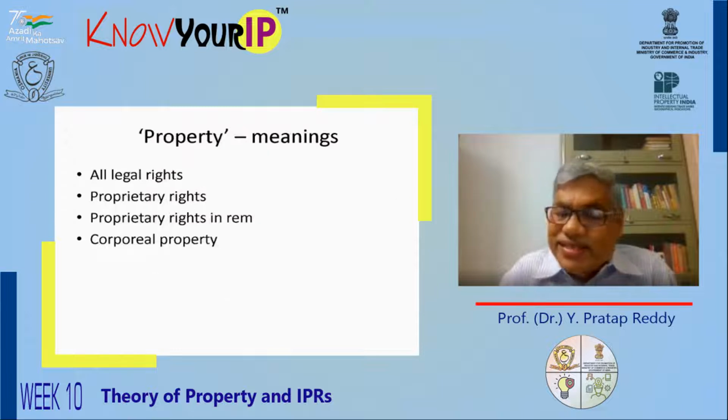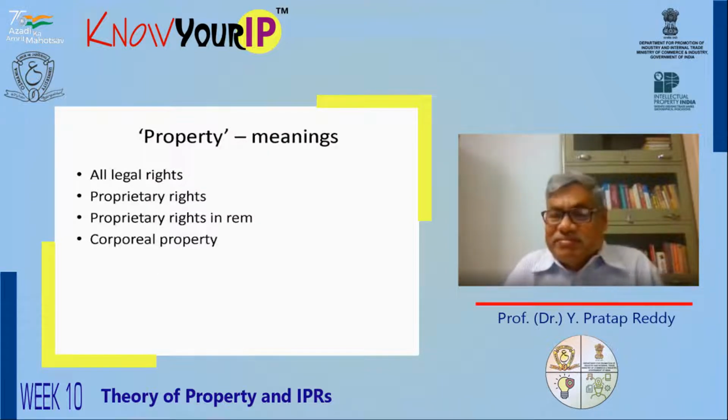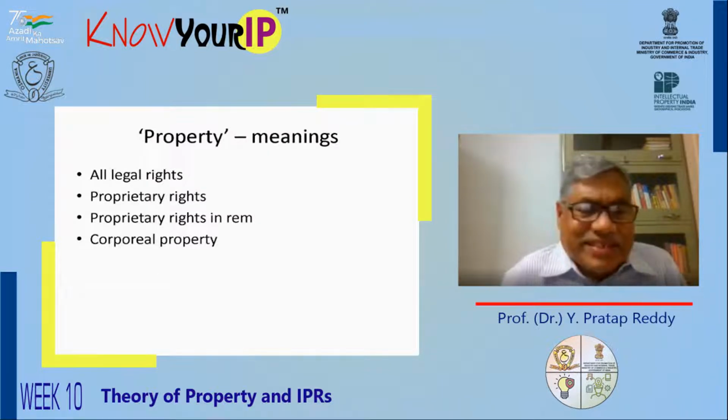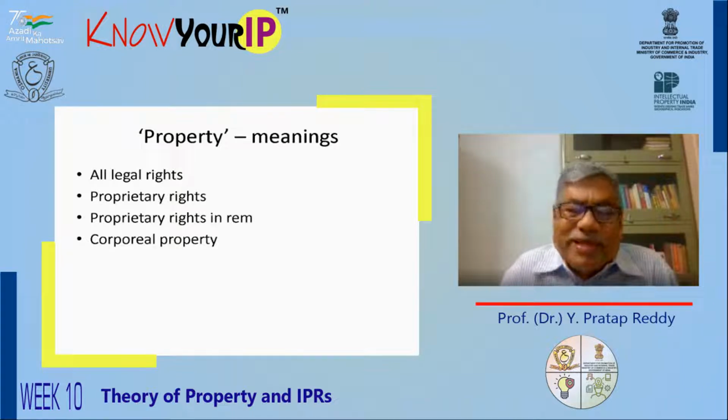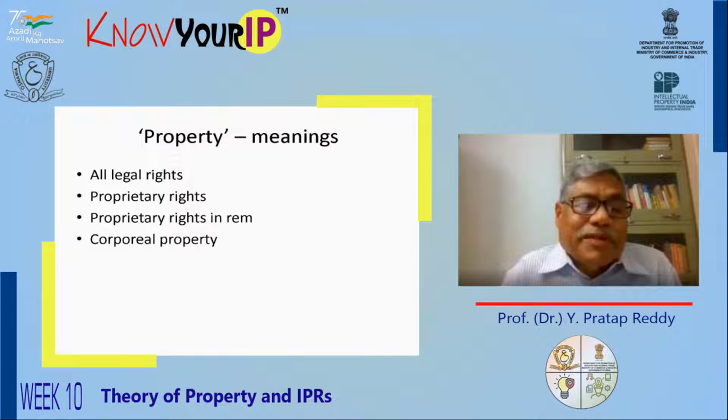The fourth meaning is corporeal. That is a very, very restricted sense. Property means only corporeal things. Corporeal property, that is to say, physical objects.